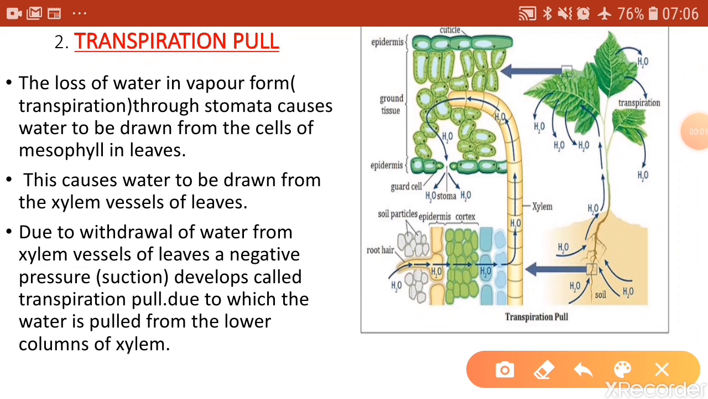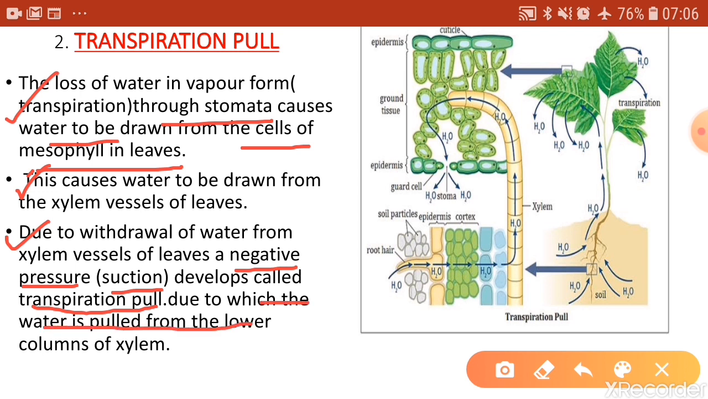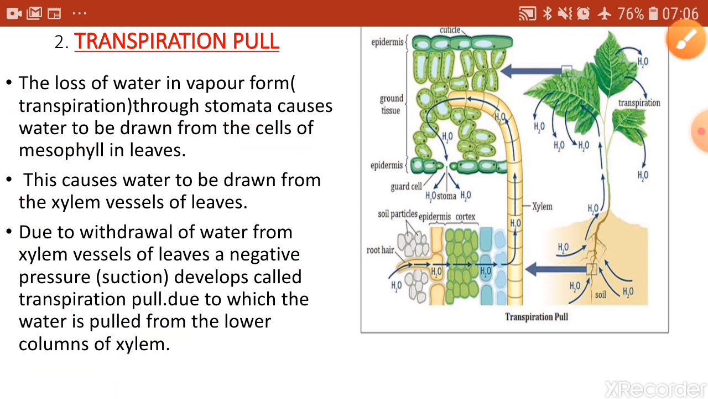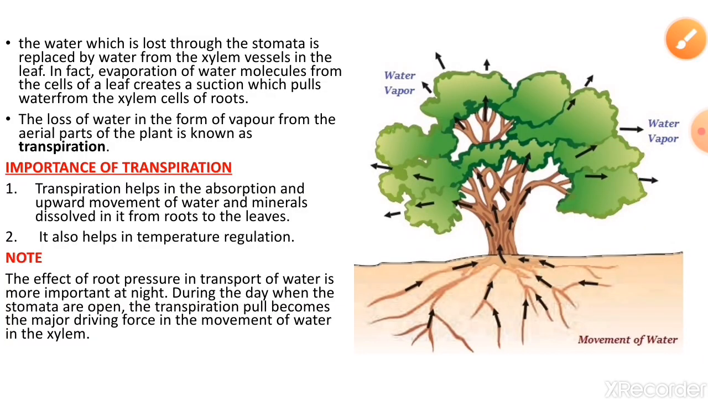Let me just read out what is written over here. The loss of water in vapor form, that is transpiration through the stomata, causes water to be withdrawn from the cells of the mesophyll in the leaves. This causes the water to be drawn from the xylem vessels of the leaves. Due to withdrawal of water from the xylem vessels of the leaves, a negative pressure or suction develops, called transpiration pull, which then pulls water from the lower columns of xylem.